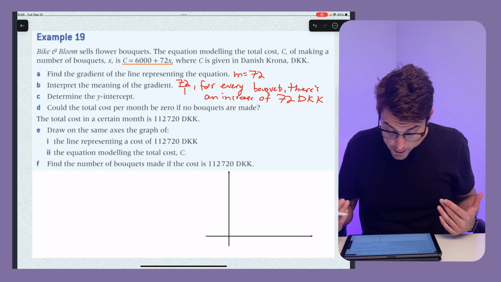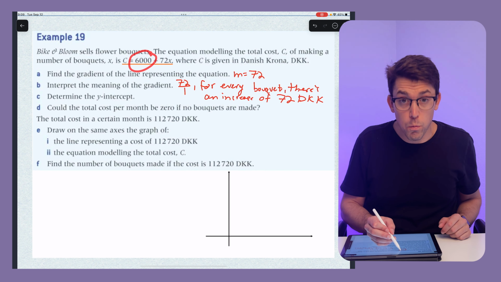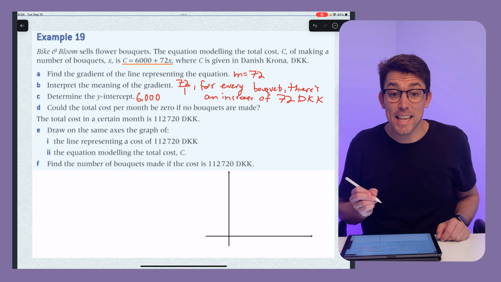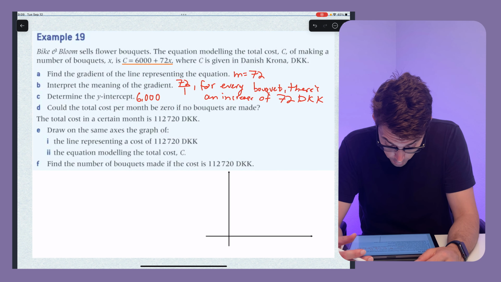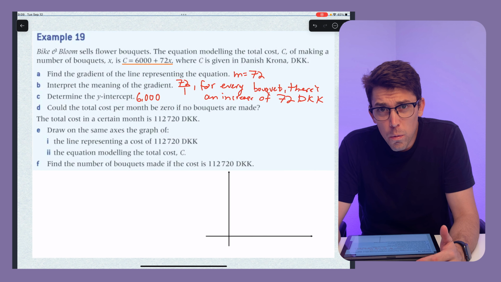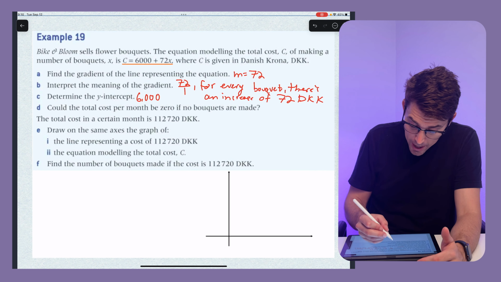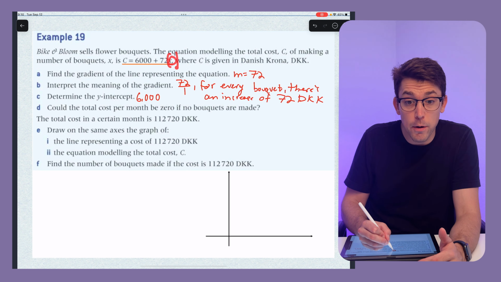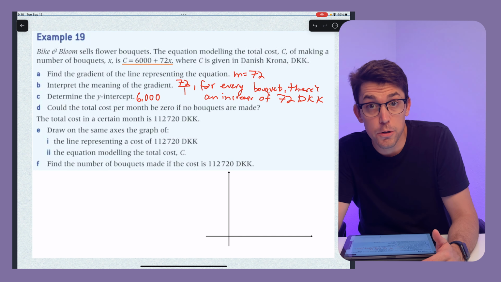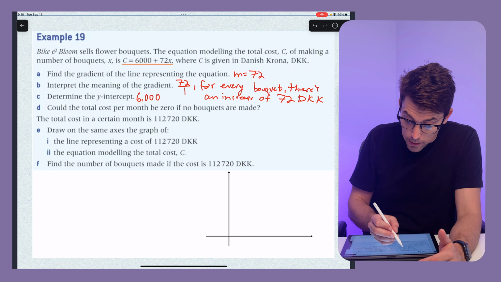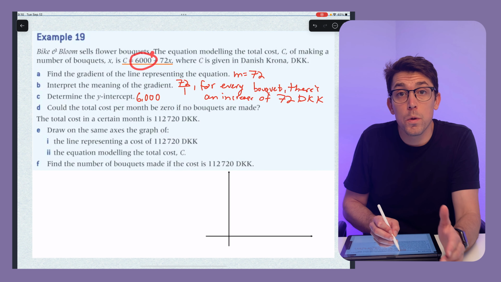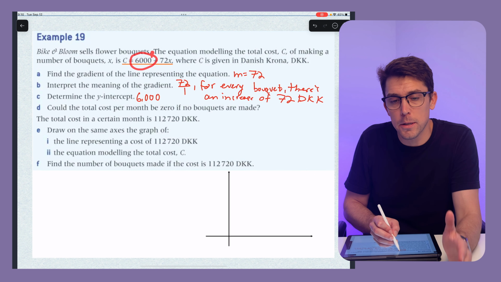Now let's determine what the y-intercept is. Again, the y-intercept in a linear equation is the one without any variables attached to it. In this case, 6,000. So my y-intercept is going to be 6,000. Now, could the total cost per month be 0 if no bouquets are made? Well, no, because if we made 0 bouquets, aka putting in a value of 0 for x right here, that would be 0 bouquets, so 72 goes away because 72 times 0 is just 0. But that's what this means in the modeling context: our y-intercept is the cost that this company has to pay when they don't make any bouquets, which in this case is 6,000 Danish kroner.